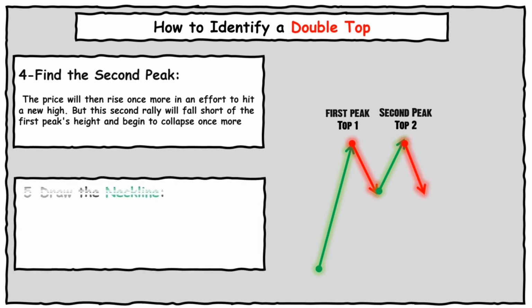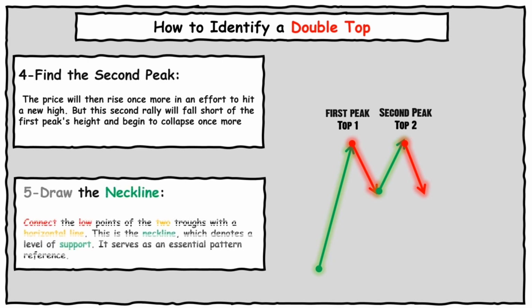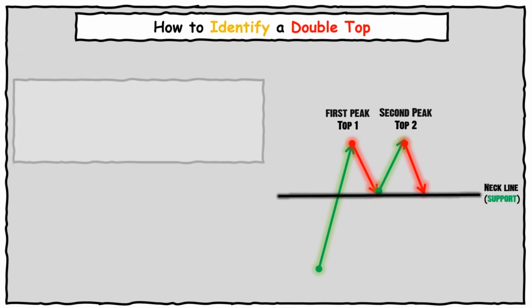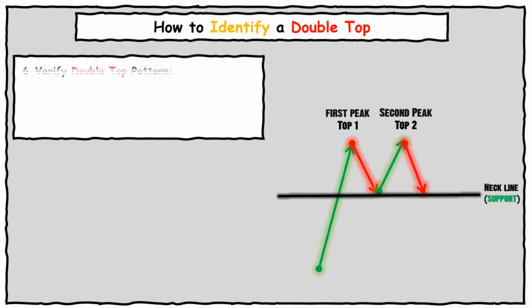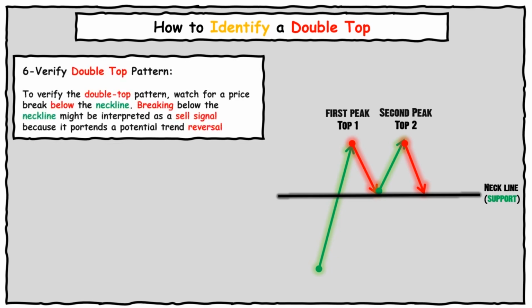5. Draw the neckline. Connect the low points of the two troughs with a horizontal line. This is the neckline, which denotes a level of support. It serves as an essential pattern reference. 6. Verify double top pattern. To verify the double top pattern, watch for a price break below the neckline. Breaking below the neckline might be interpreted as a sell signal because it portends a potential trend reversal.